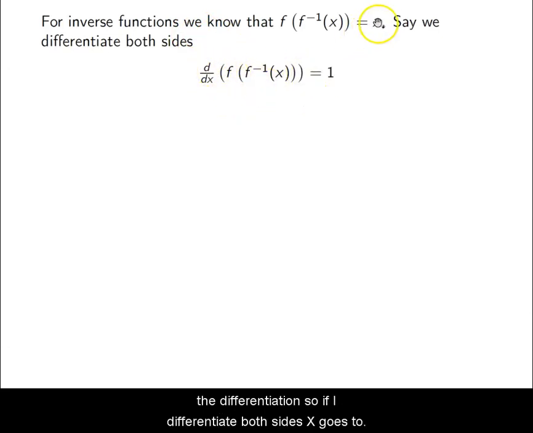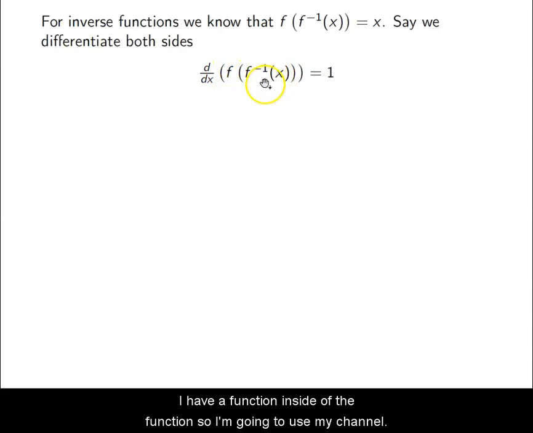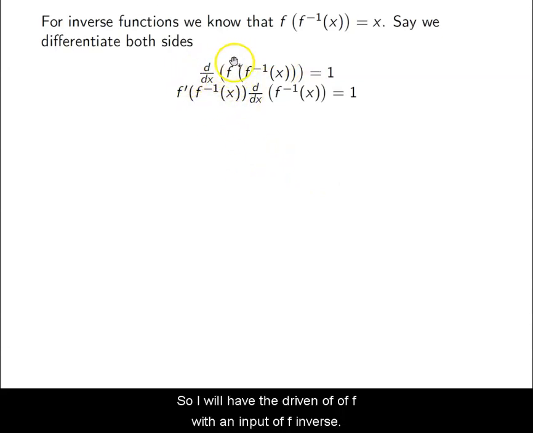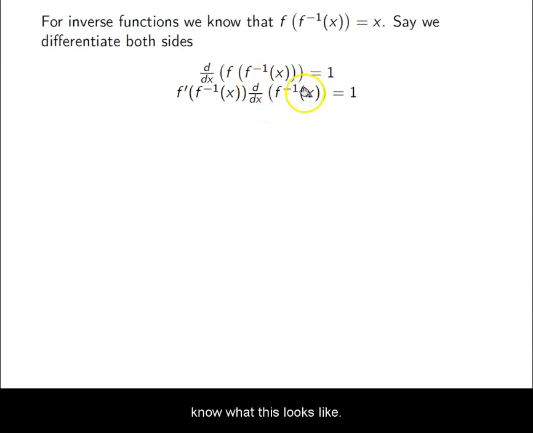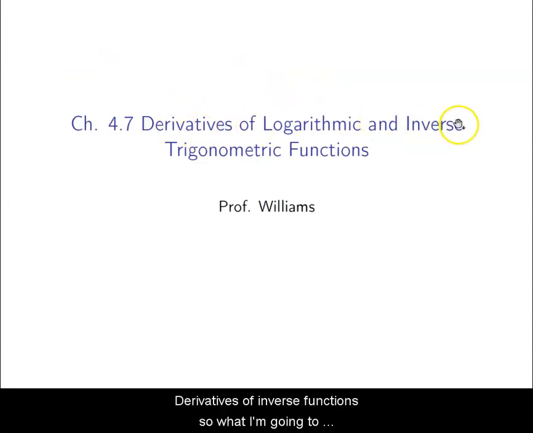So if I differentiate both sides, x goes to 1. I don't know what these functions are, so I have to take the derivative. I'm using just the derivative notation. Now when I start to actually evaluate this, I have a function inside of a function, so I'm going to use my chain rule. I will have the derivative of f with an input of f inverse, and I'll multiply that times the derivative of f inverse, which I don't know what this looks like, right? But my whole goal here is to figure out derivatives of inverse functions.